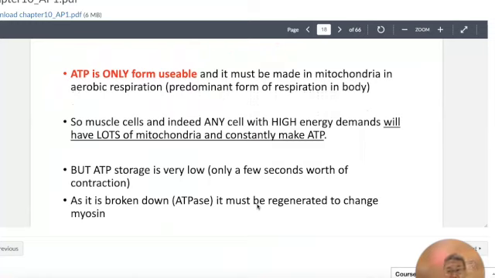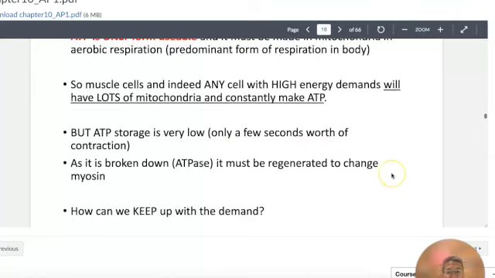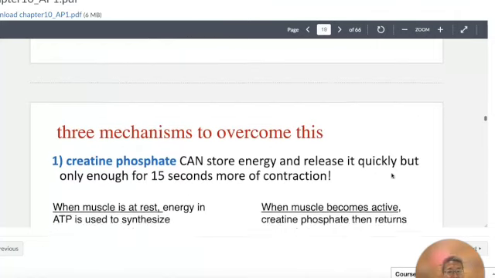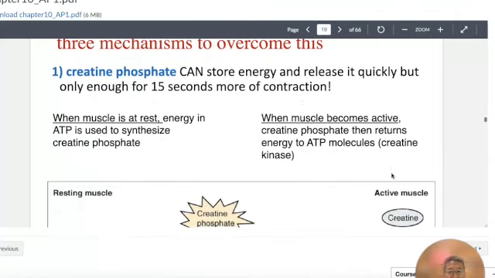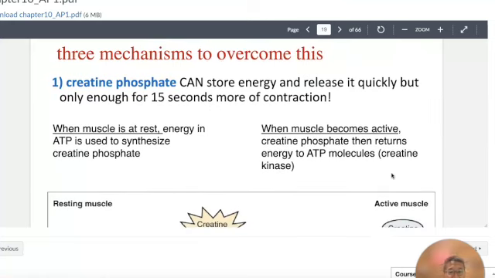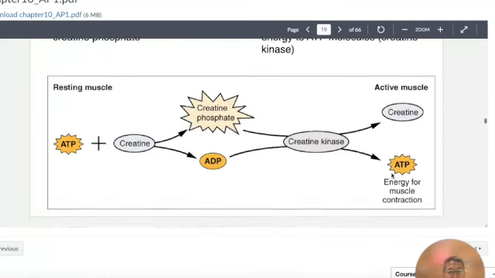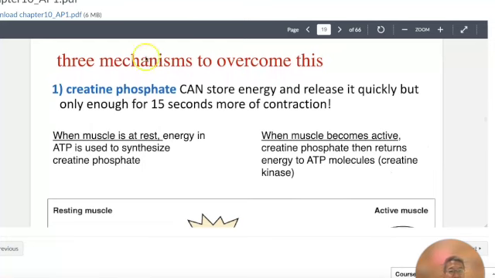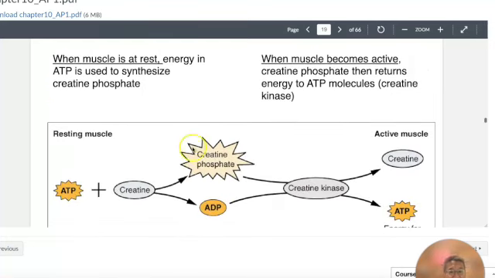ATP is the only usable form of energy. That's why there's a lot of mitochondria. Okay, again, ATP storage is very low. Here are three mechanisms of how it works. Okay, this is one of them first. So creatine phosphate is created when the muscle is resting.